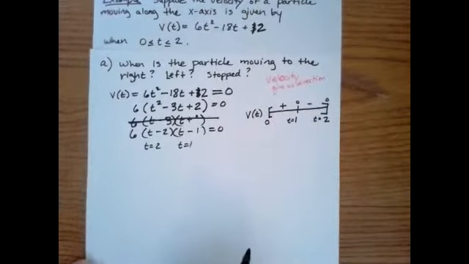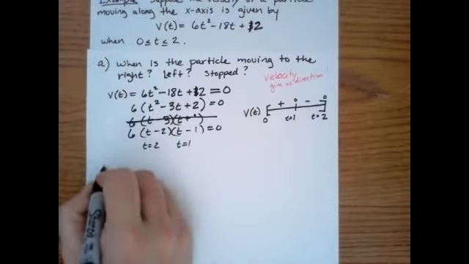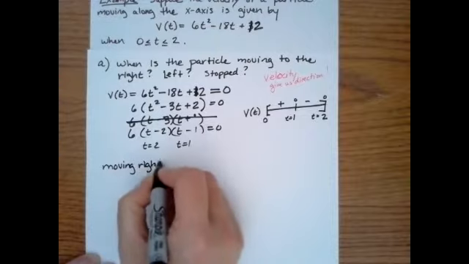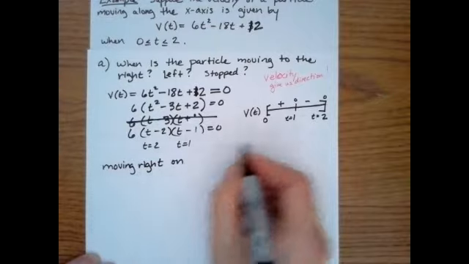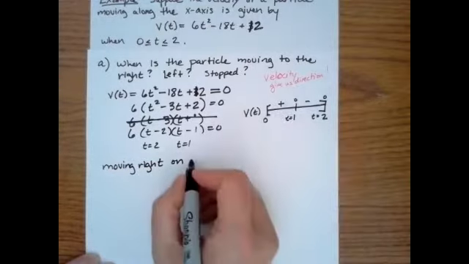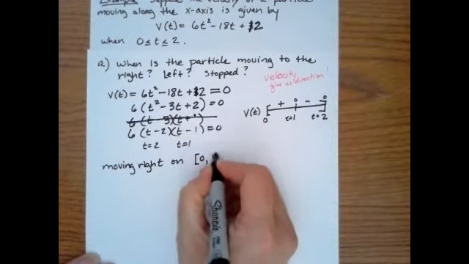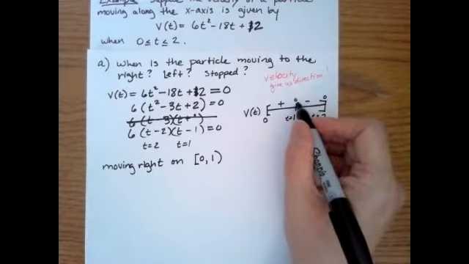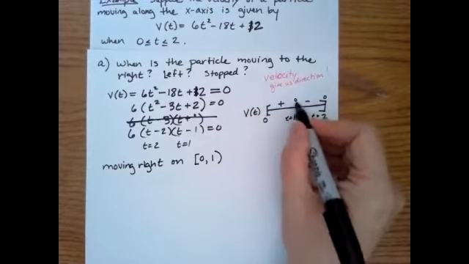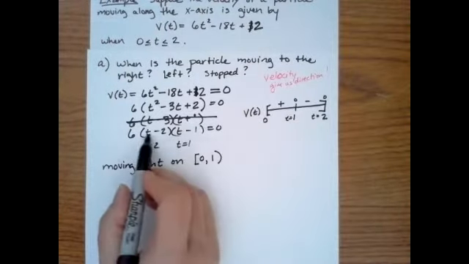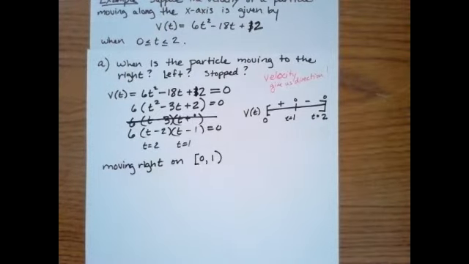Okay, which puts me in a position to answer the question. The particle is moving to the right whenever the velocity has a positive sign. And that happens on our interval from 0 to 1. That includes 0. I'm not going to include 1 because that's when our velocity is 0. But before we hit 1, the velocity was all positive, including at 0. Look, if you put 0 in, that's going to give you also a positive number.